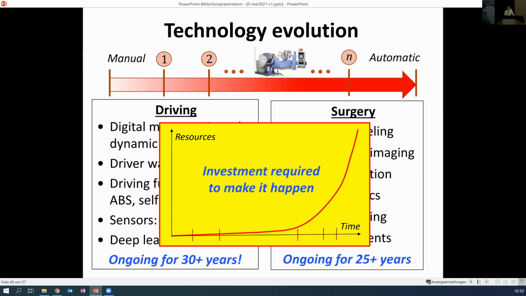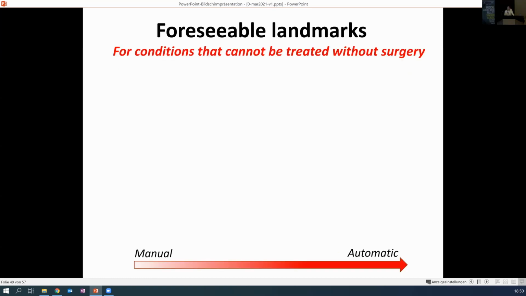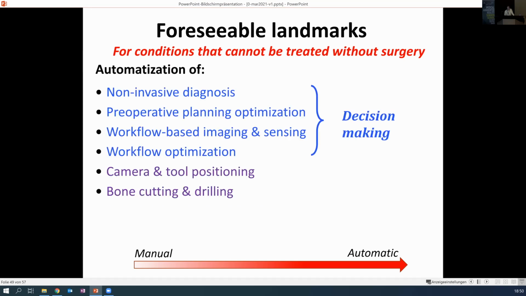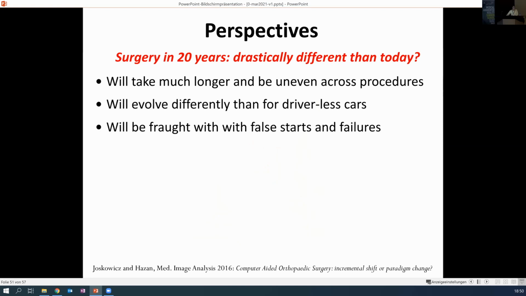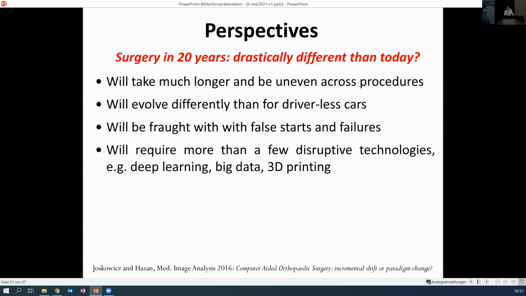But look at the investment. The investment curve is nowhere near and will never be anywhere near what you have for cars. So don't expect surgeon-less surgeries to come quickly. Let me just skip this. And the question really is the following: is surgery going to be very different in 20 years from now? It will take much longer and be uneven across different procedures. It will evolve differently than the driverless cars, and it will be fraught with many false starts and failures. That's the way things evolve here, and it will require more than a few disruptive technologies.